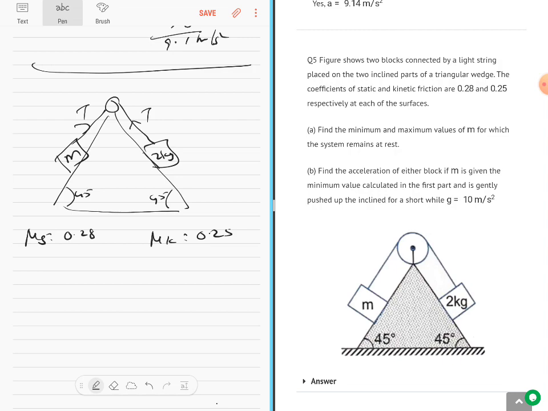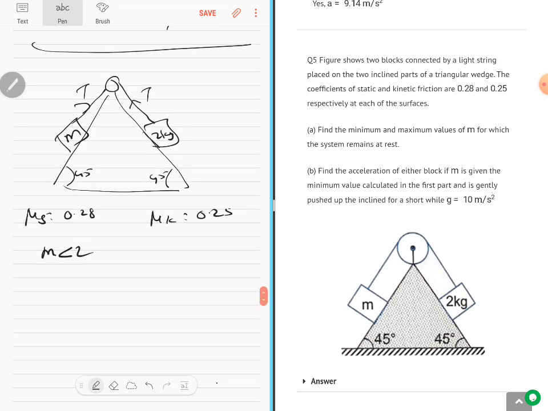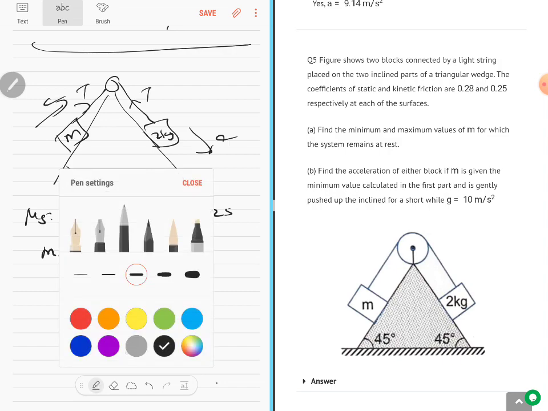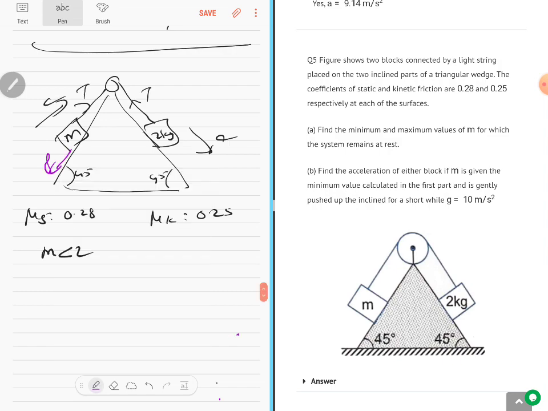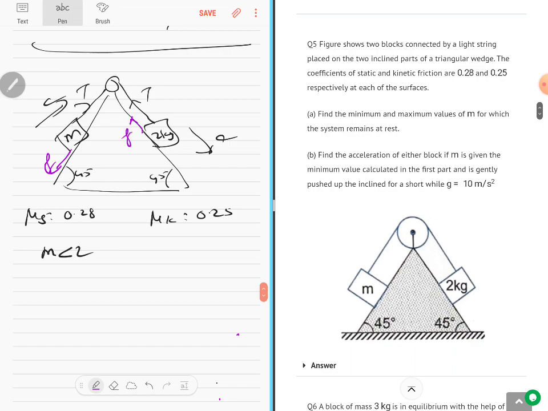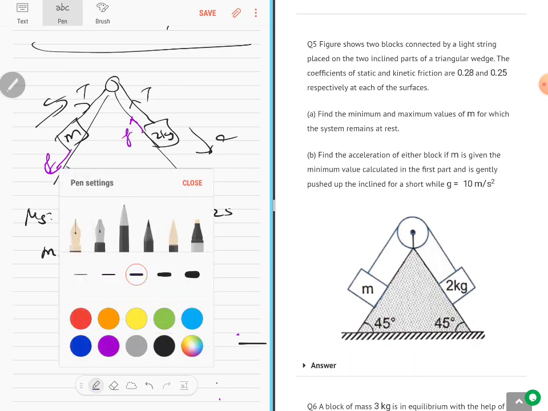Okay, so let's consider that m is lesser than 2. M is less than 2, and let's do the sum. So when m is less than 2, you know the acceleration will be like this, and it's going to go up, and therefore the frictional force direction will be in this direction, and here the frictional force will be in this direction. And let's draw the free body.